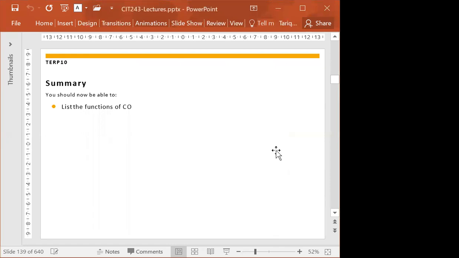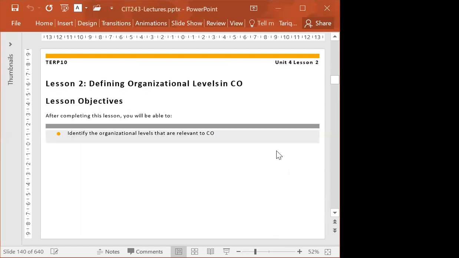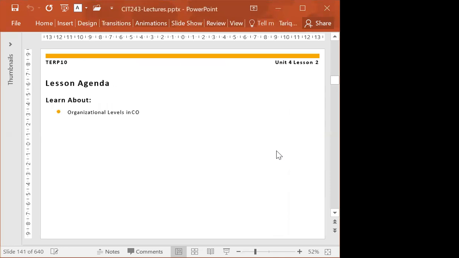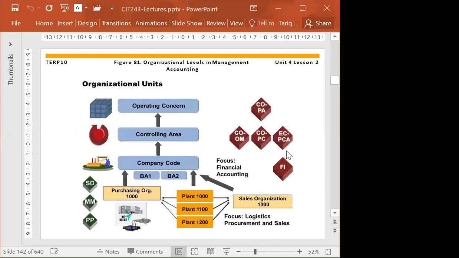So these were some of the functions of controlling. Now we'll talk about organization level in controlling.